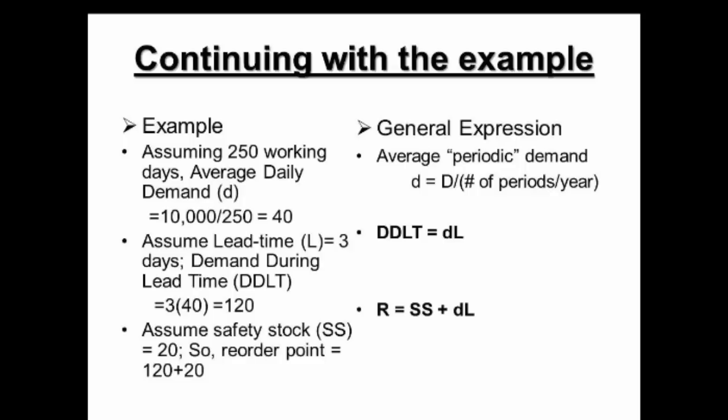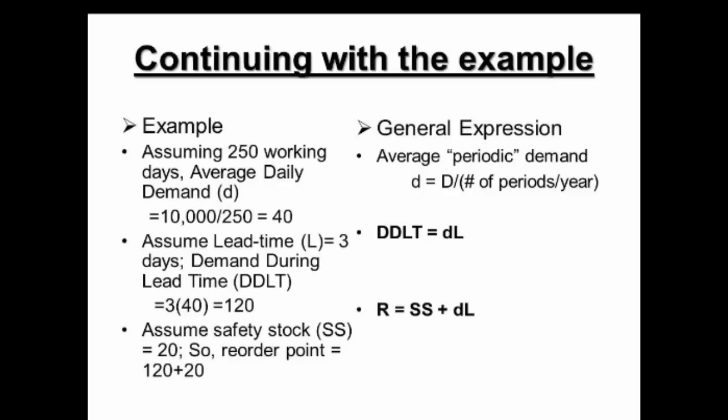Suppose the lead time is 3 days. That means if you place an order now, it will arrive exactly in 3 days. So what will be the demand during lead time? 40 per day, 3 days of lead time, 40 times 3 is 120. The general expression for demand during lead time is D times L.